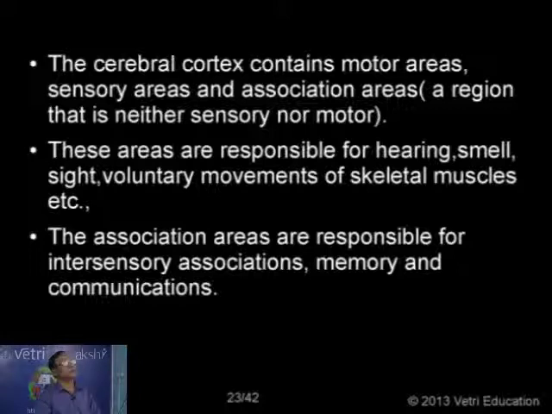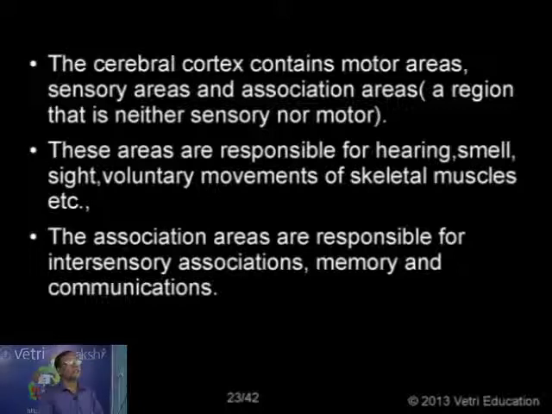As I already mentioned, hearing, smell, speech, vision, and even the voluntary activities of skeletal muscles are all carried out mainly by the sensory or motor areas. Whereas the association areas are responsible for intersensory associations, integrating the different activities perceived by the sensory areas. They are also concerned with memory and communication. They act as a relay center.